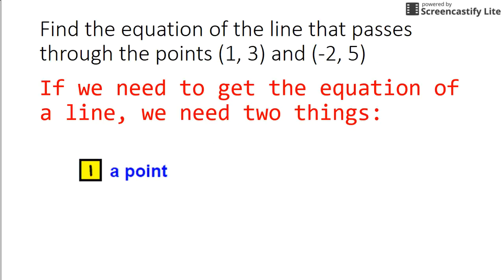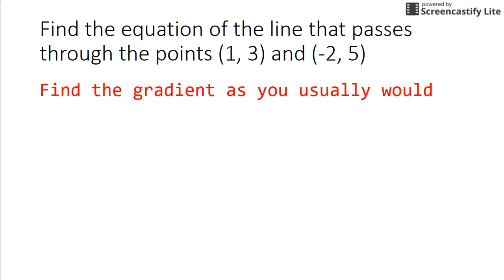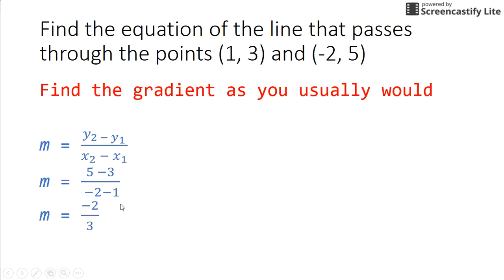First of all, we need one point, so either that's one point or that's one point. And we need the slope, so we need the gradient. First of all, let's find the gradient. We know how to do the gradient. It's m equals y2 take y1 over x2 take x1. So in this particular case, it will be 5 take 3, and then negative 2 take 1, which gives us negative 2 over 3. So that's our answer. So we now know what our gradient is.